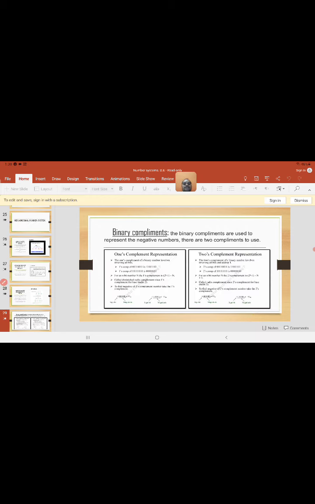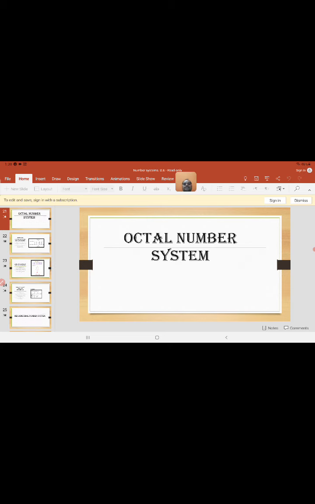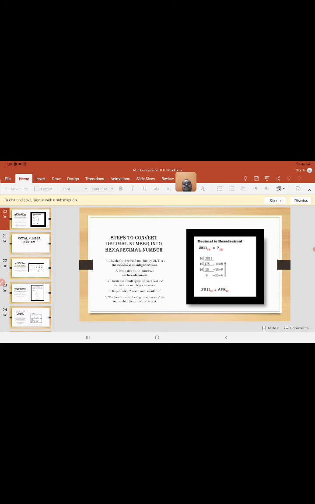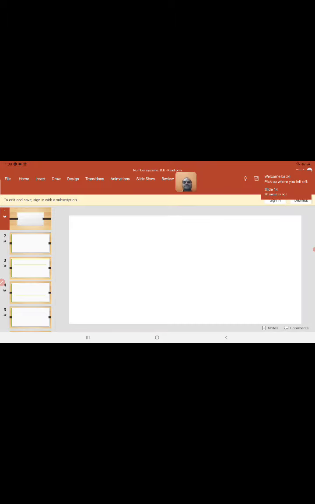Up to this point we have completed all the conversions: hexadecimal to octal, hexadecimal to decimal, hexadecimal to binary, and before that octal to hexadecimal, octal to decimal, octal to binary, and the next one, decimal number into hexadecimal number system. So many number conversions we have seen here.